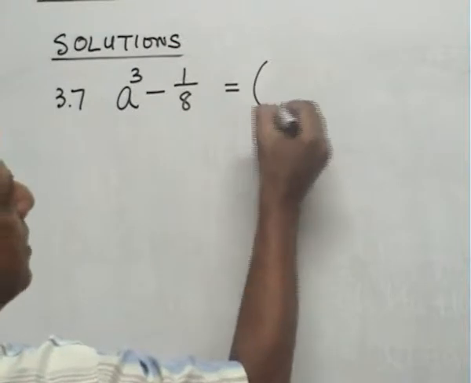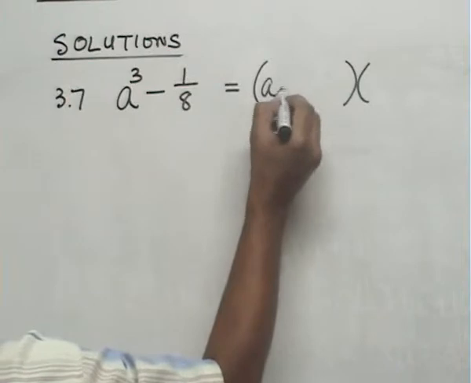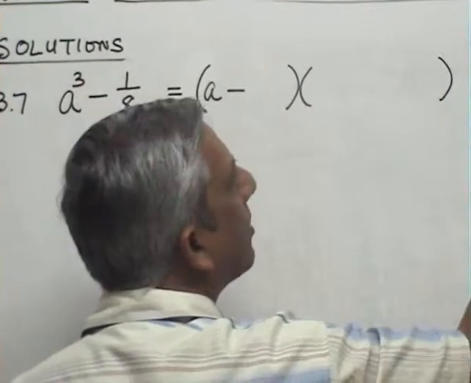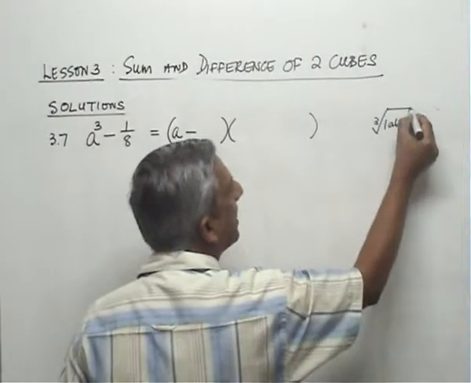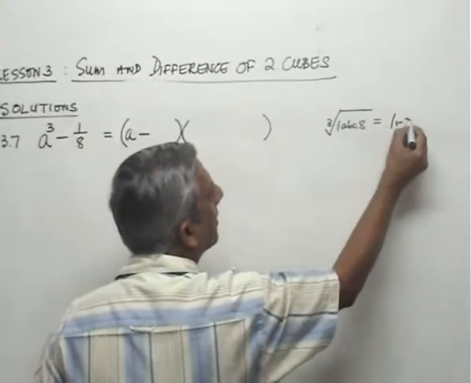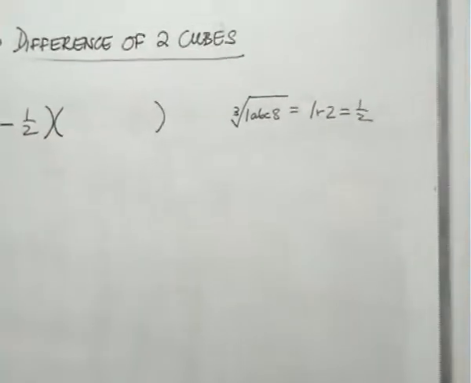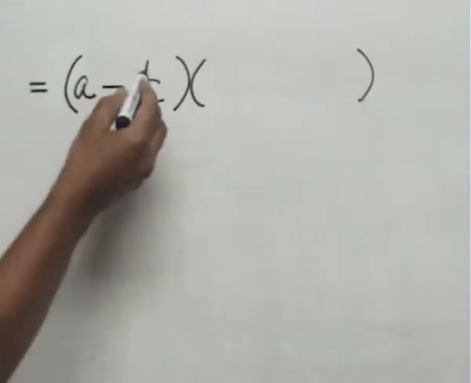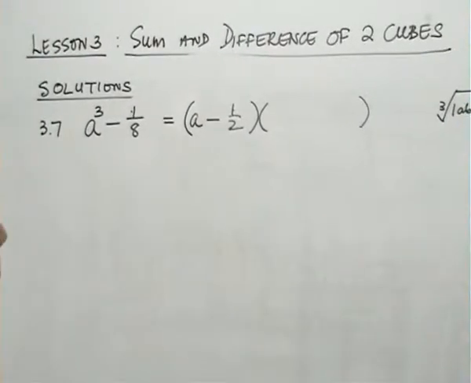Right, once again, one small bracket, one big bracket, a minus cube root of 1 over 8. In your calculator, you'll tell it cube root of 1 over 8, and you'll get 1 over 2, which is really half. Or to put it another way, the cube root of 1 is 1. The cube root of 8 is 2. Therefore the answer is half.